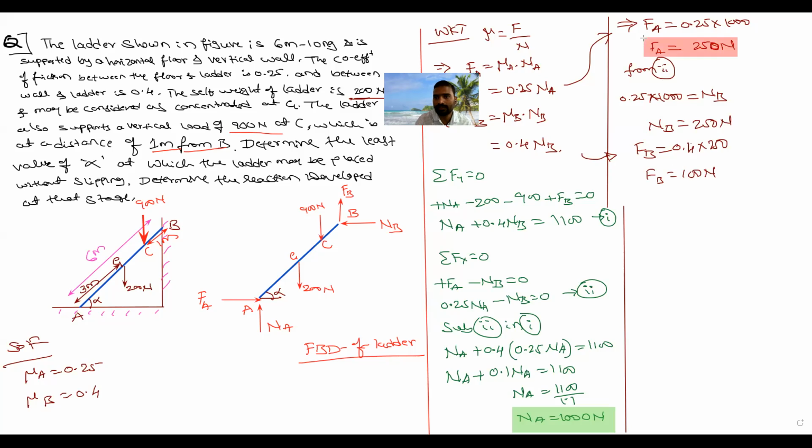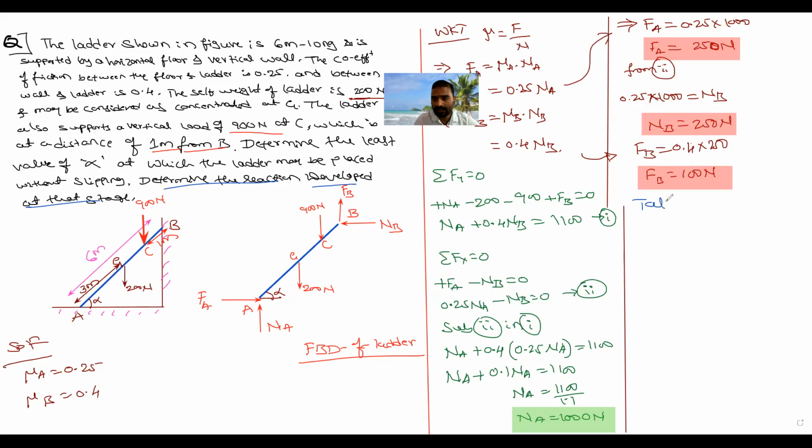Okay, so FA is known, NB is known, FB is known. My intention is I need to determine alpha. How to find out the value of alpha? Here he is asking to determine the reactions and the angle. I have determined all the reactions. How to determine the value of alpha? One person told: summation of moments. Yes, very good.